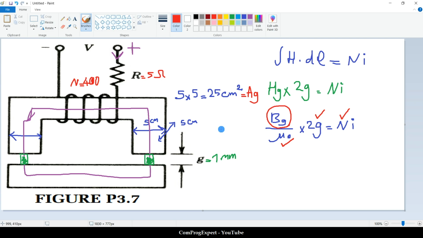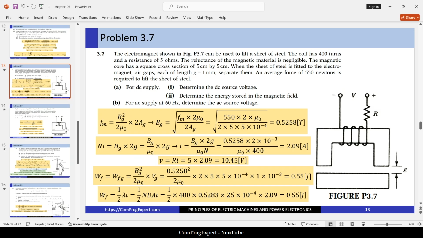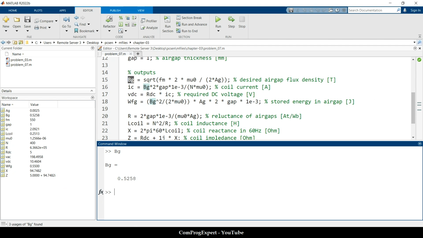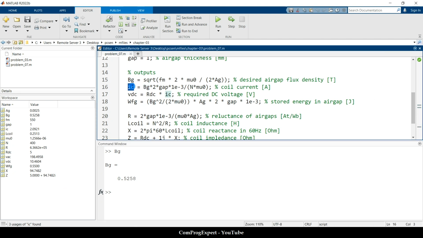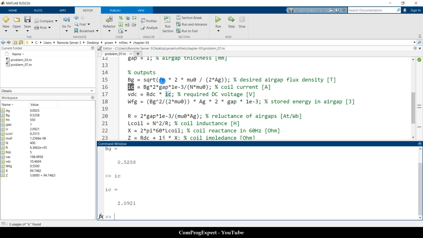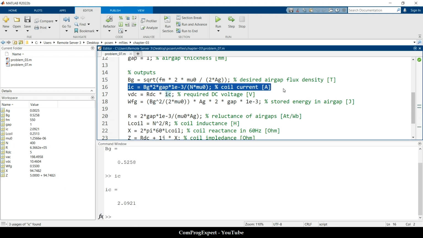And when we know the value of the B gap, we can calculate the coil current using this equation. I implemented this equation here. If you replace the numbers, the value of the coil current will be equal to 2.09 amps. Yes, this is the value of the coil current, this equation.